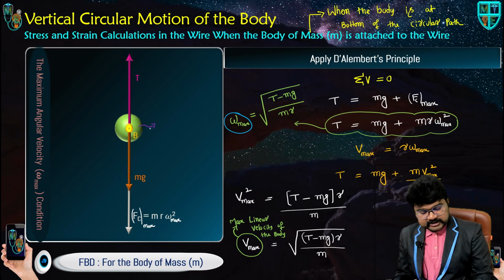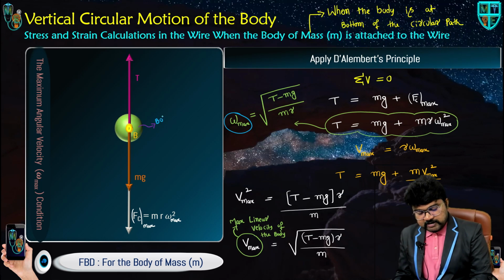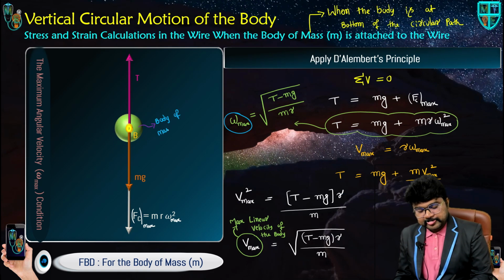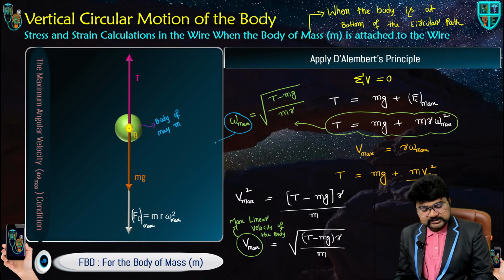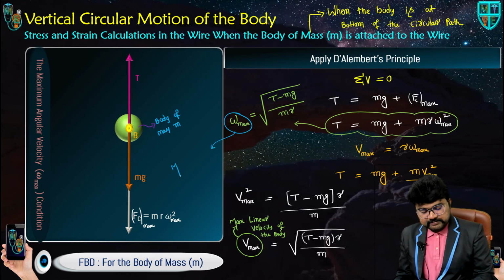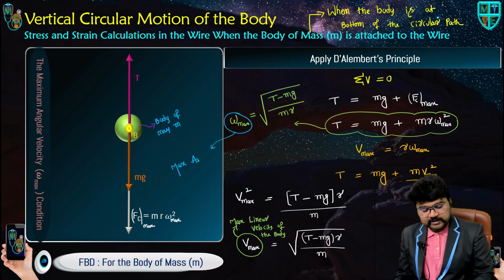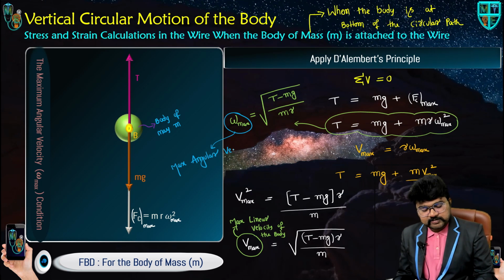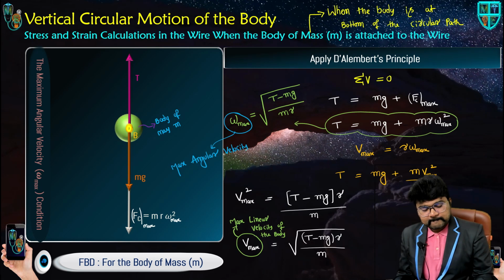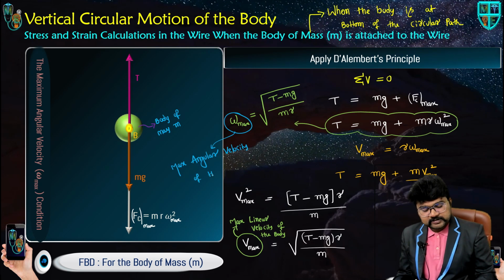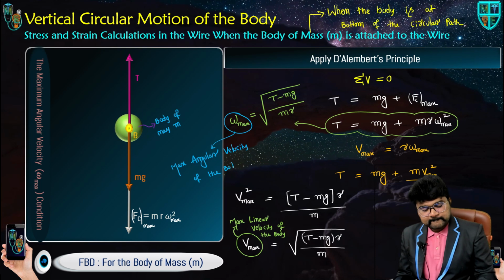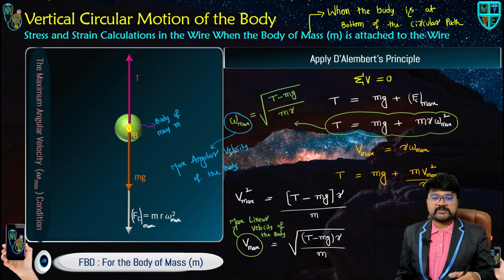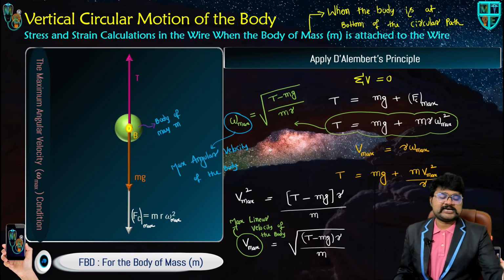This is the body of mass m. This would be the maximum angular velocity of the body. Okay, maximum linear velocity of the body, maximum angular velocity of the body when the body is at the bottom of the circular path.